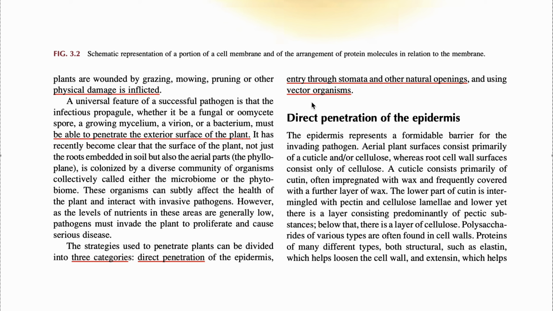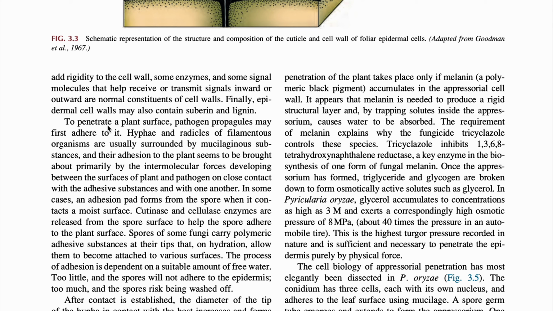Okay. First, we will see direct penetration of the epidermis. The epidermis represents a formidable barrier for the invading pathogens. Formidable means which forbids the pathogen from entry. Now, to penetrate a plant surface, pathogen propagules may first adhere to it.